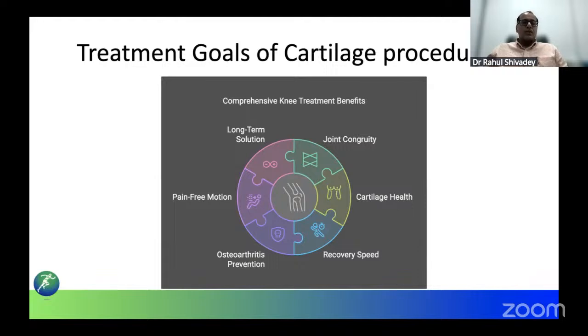All our patients want to recover faster and get back to their pre-injury level of work. Definitely in the long range, we want osteoarthritis to be prevented. And pain-free motion is what every individual, every patient wants from the surgeon.